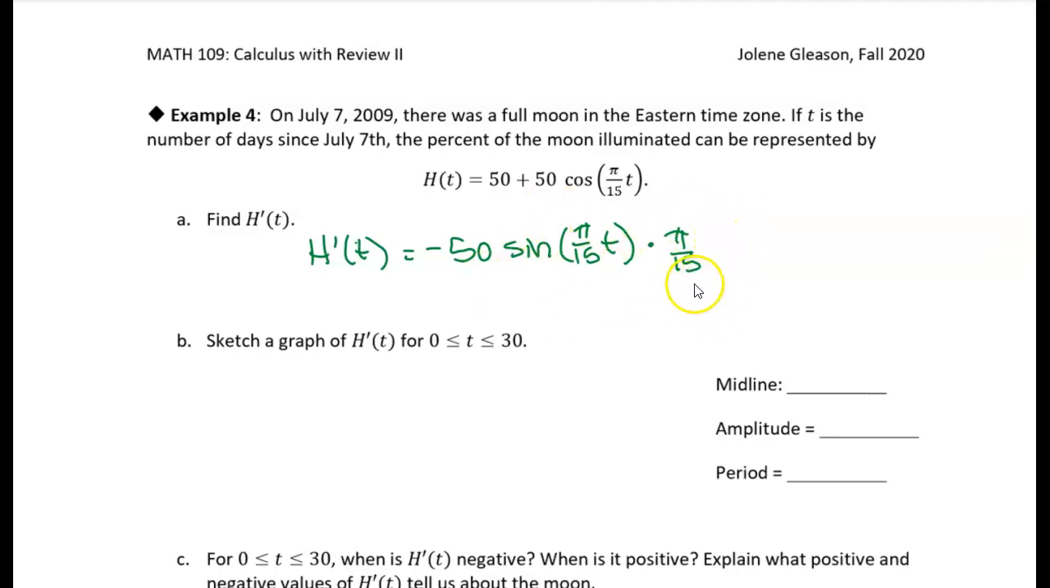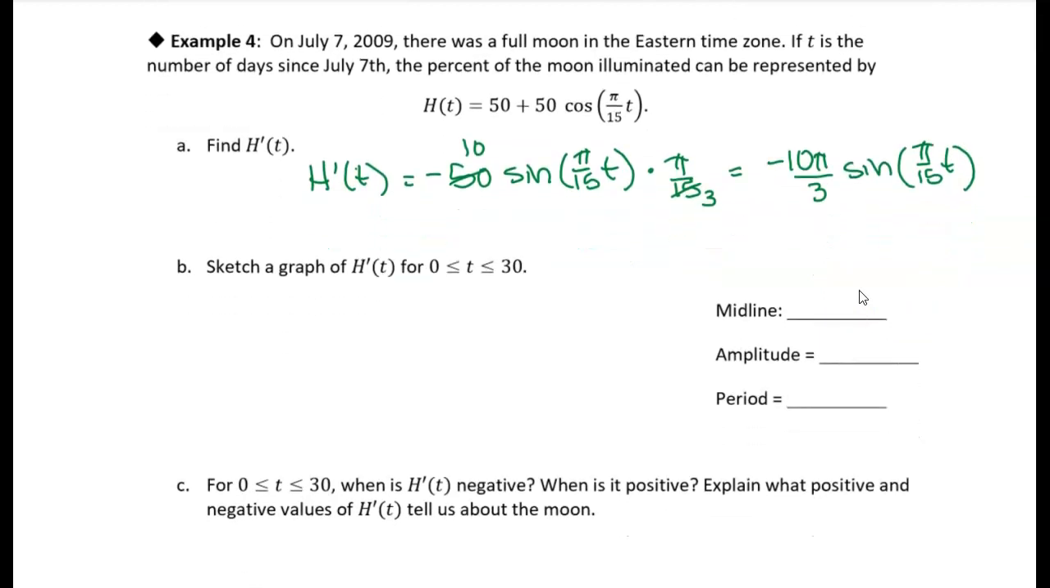And let's clean that up a little bit. I see that I can divide this by 5 and get 3. Divide this by 5 and I get 10. So I end up with negative 10 pi over 3 times the sine of pi over 15t. All right, so there's my derivative. Now it says sketch a graph of h prime of t. Okay, let's sketch that graph.